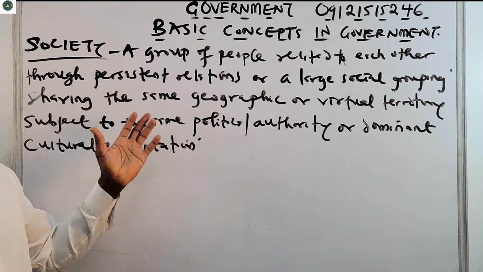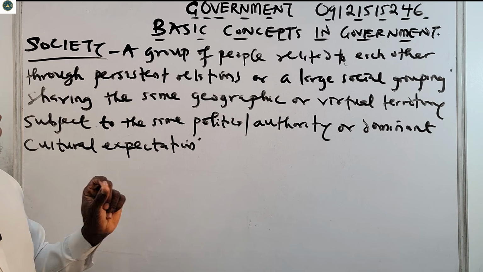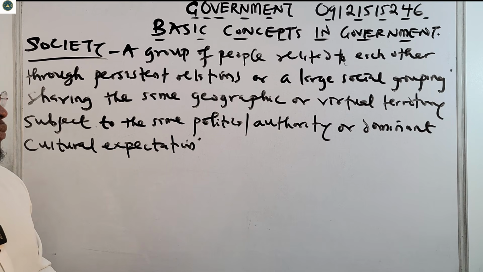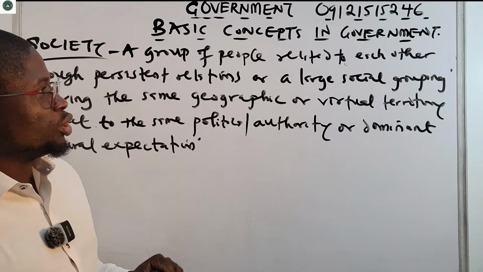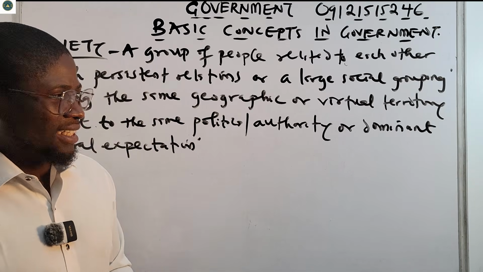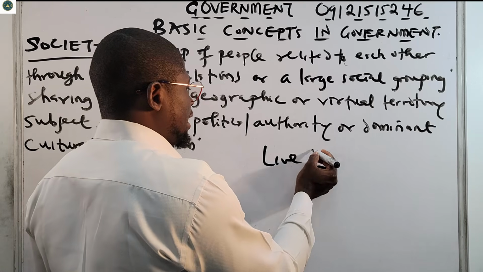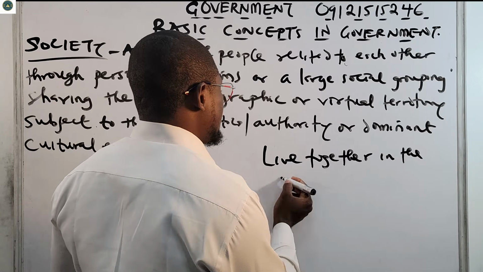Or a large social grouping sharing the same geographic or virtual territory, subject to the same political authority or dominant cultural expectation. This is what we call a society. A society is a group of people that live together in the same place.